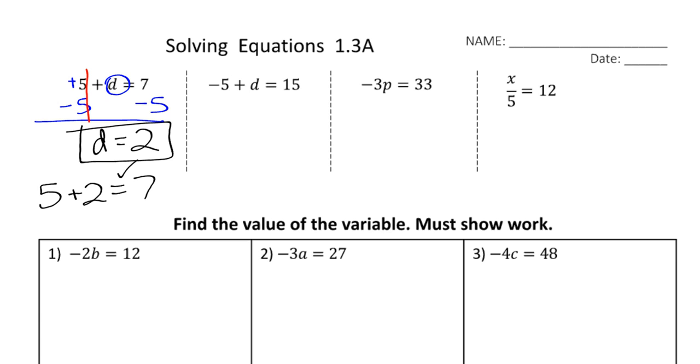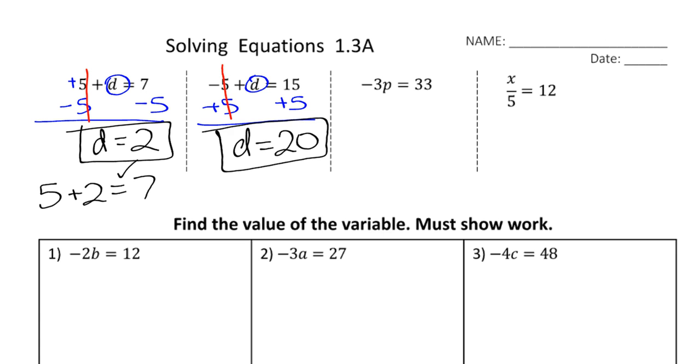Our second one, same variable, but this time we have minus 5 on the outside. So the opposite of subtracting 5 is going to be to add 5. Again, if we do it to one side, do it to the other. So these 5s cancel out, and we're left with d equals 15 plus 5 is 20. Again, we can verify negative 5 plus 20 does indeed equal positive 15.